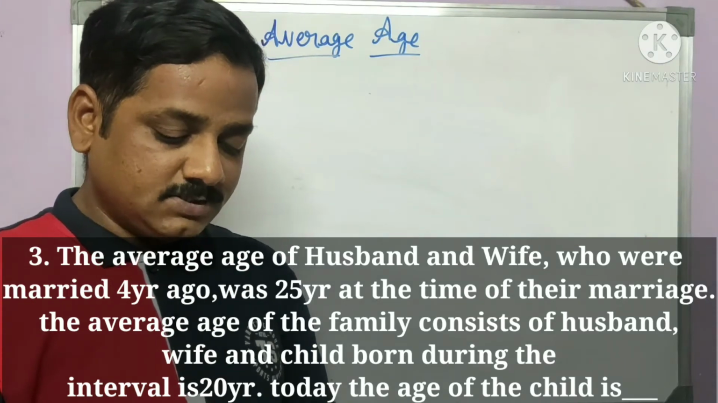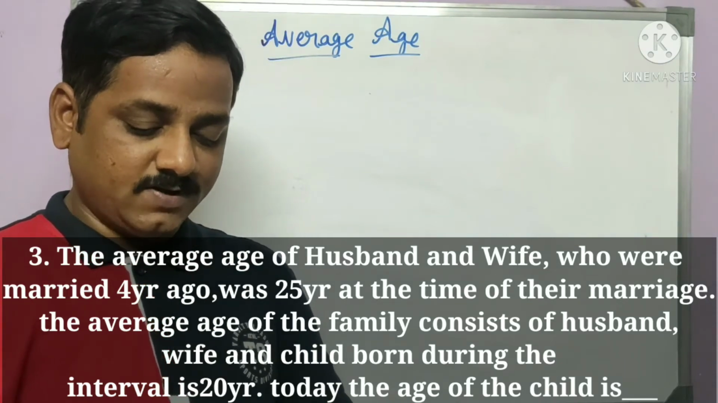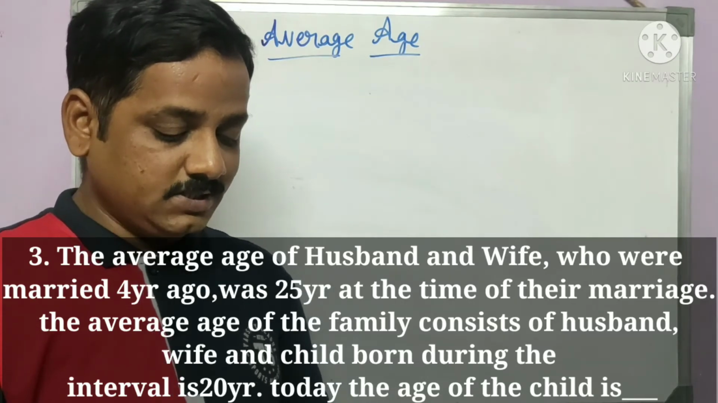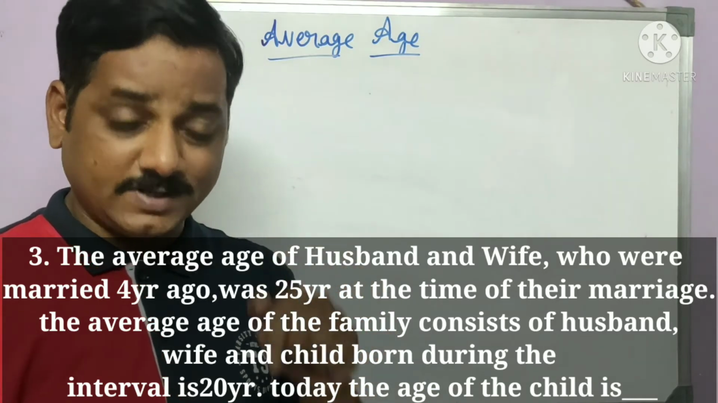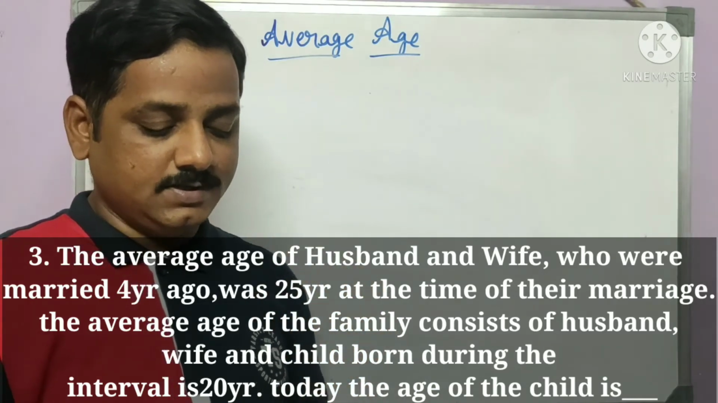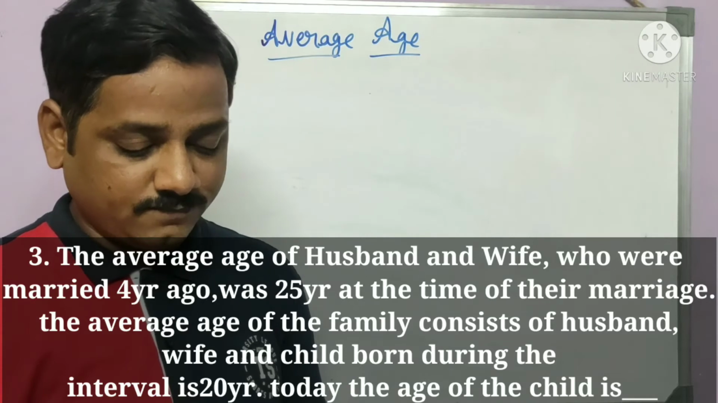The average age of the family consisting of husband, wife and child born during the interval is 20 today. This is about the present. The age of the child is dash. So that's what you need to find.